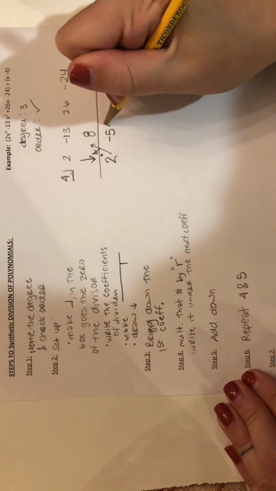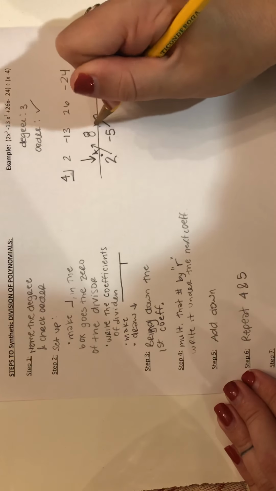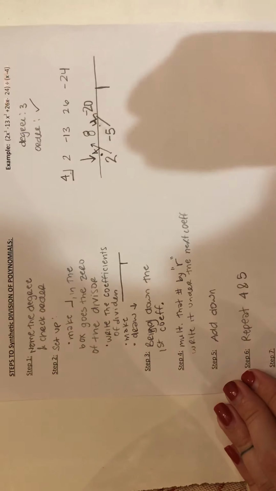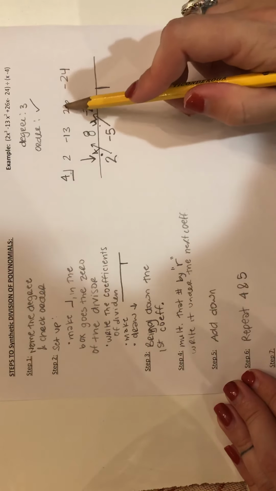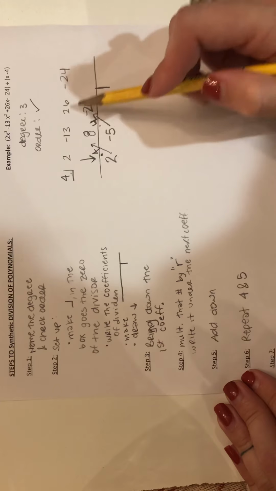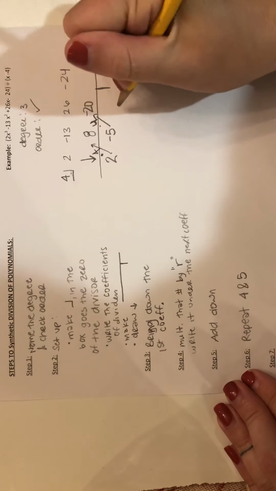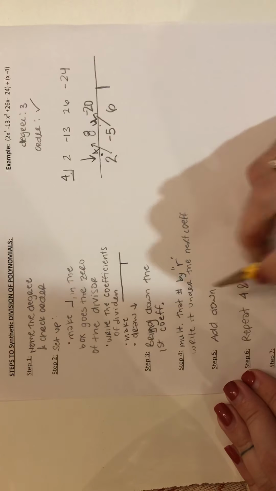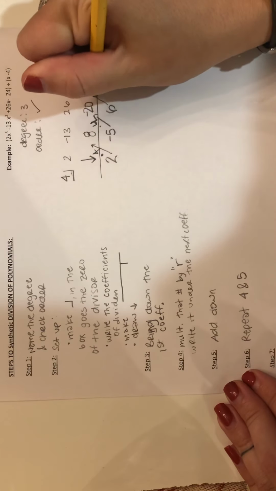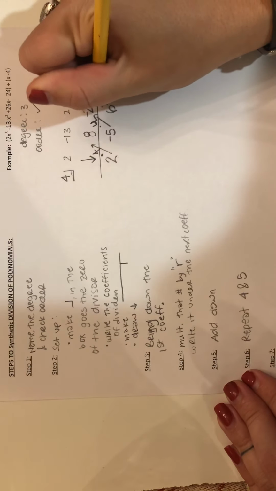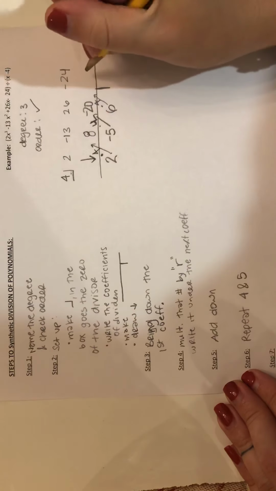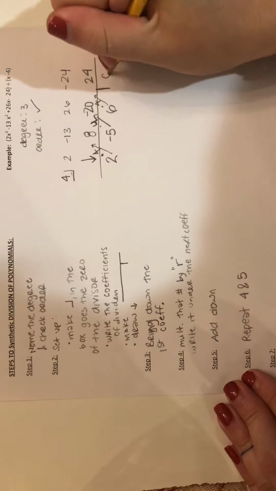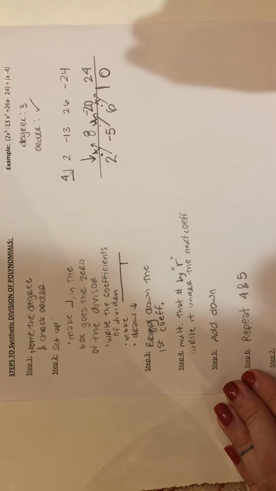So now, again, we're going to do negative 5 times R, which gives us negative 20. We're going to add down, so 26 plus a negative 20 is a positive 6. And then we're going to multiply that by R, so 6 times 4 is 24. Add down, and we get 0 at the end in this case.